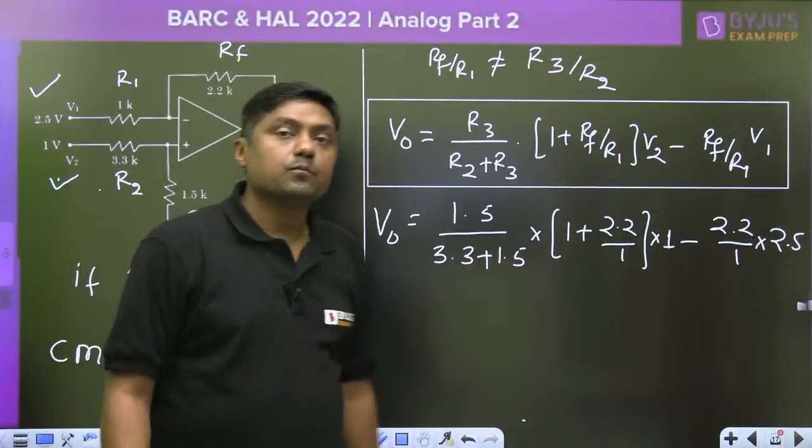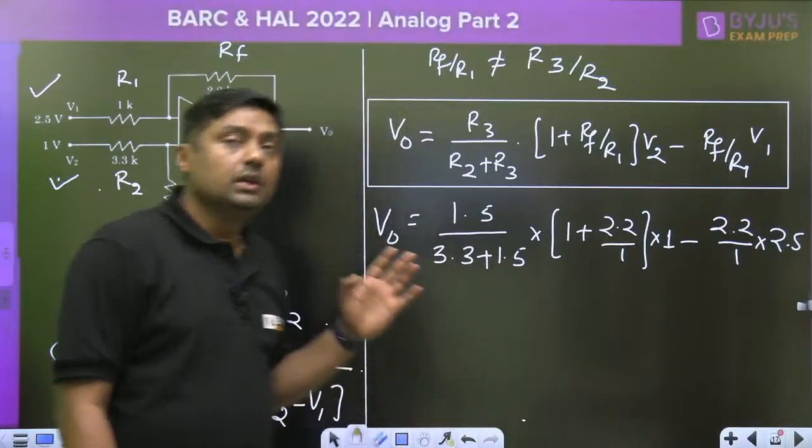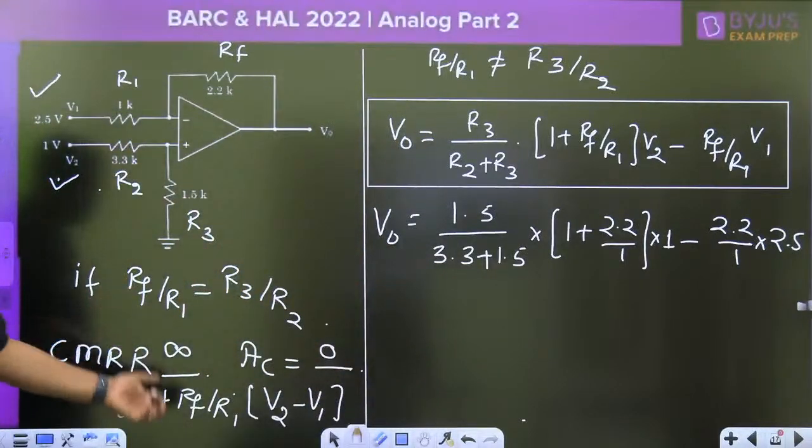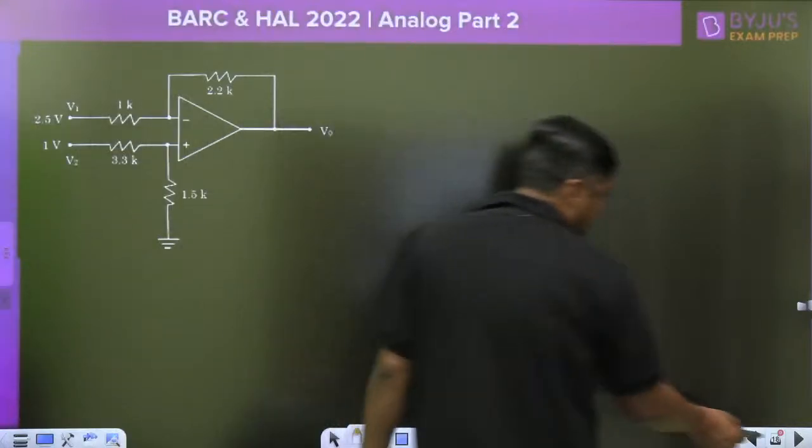Simple answer. Yes, CMRR is infinite and AC is 0. And AD is Rf by R1. This is called AD. Next question. So this is a differential amplifier.